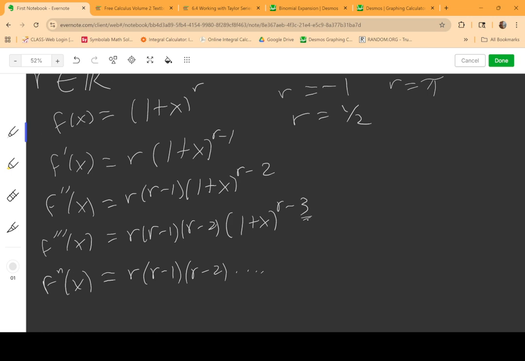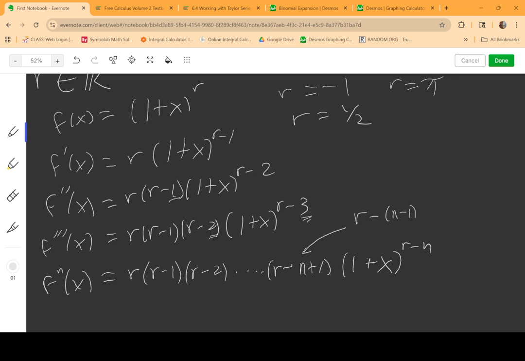Here, the nth power would be here, right? As we see here, the third derivative matches up here, and this value is 1 less than the derivative that we're at, right? So it would stop at r minus n plus 1, right? A couple things, just think of this as 1 short of n, and the exponent here would be 1 plus x to the r minus n.